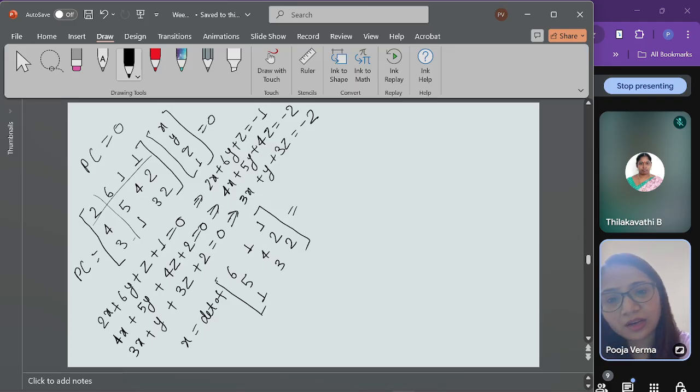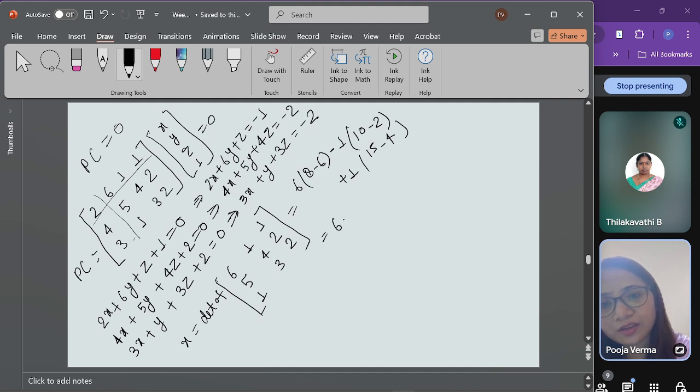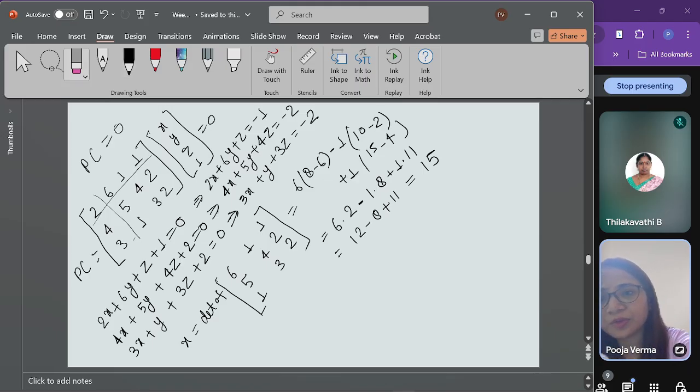So let's calculate it. 6, 4 into 2, 8 minus 6 minus 1, and it is 10 minus 2, right? Plus 1. Here it is. So 15 minus 4, right? So from here you will get 6 into 2 minus 1 into 8, here plus 1 into 11, right. So here you will get 12 minus 8 plus 11. What value will you get here? Here you will get 15. That means x is equal to 15 you are getting.